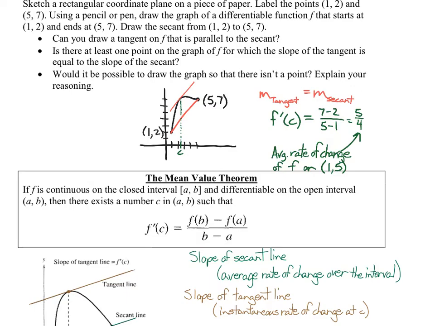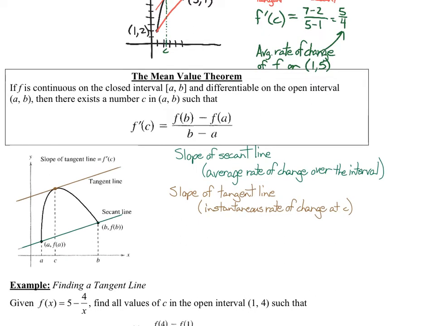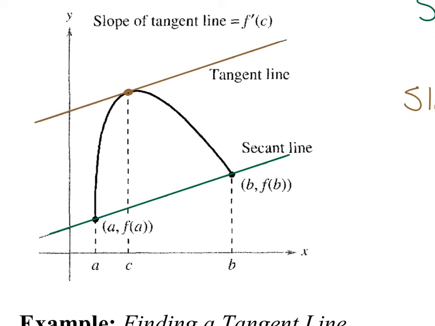All right? So that's why I noted down here, the slope of the tangent line is our instantaneous rate of change at c. The slope of the secant line is the average rate of change over the whole interval. And here you can see another example. We have this value of c where we have a tangent line. So that means that at one point the instantaneous rate of change would be the same as the average rate.